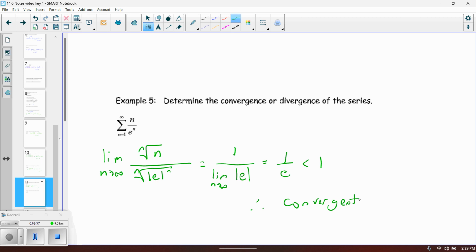So again, you can apply the root test as long as you have a singular or solo n that you're going to take the nth root of, because we know that that limit as n goes to infinity will approach 1.